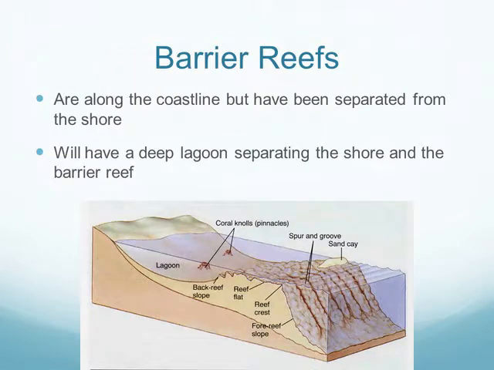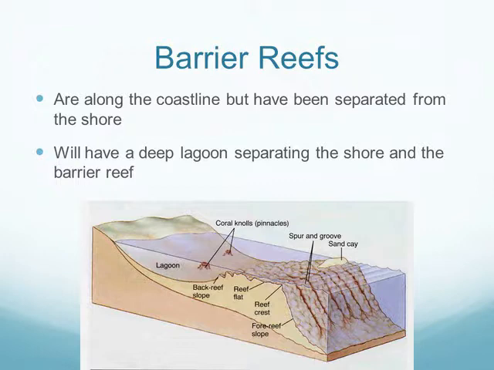Then you have barrier reefs, and these are where the coastline has moved away basically, and left the coral behind. So the lagoon that separates the coastline from the reef is pretty wide and can be very deep.